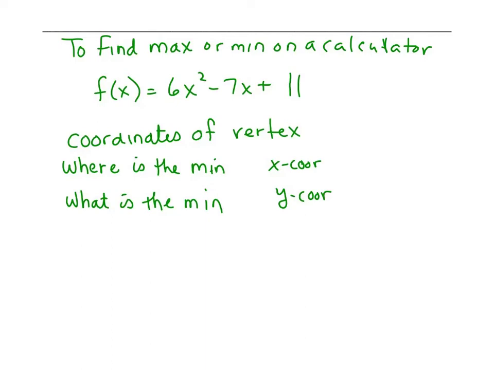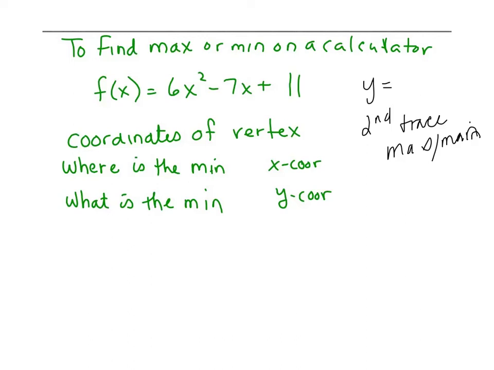I'm just going to mention this on here. To find a max or a min on a calculator in a quadratic equation, you would put the equation that's given into y equals, and then you would use second trace, and then you're looking for max or min. And you need to know whether it's a max or min to be able to find it. I think you can figure out what it is.